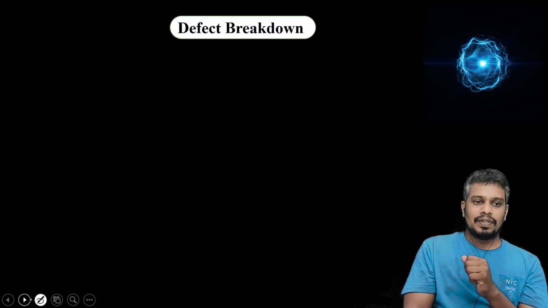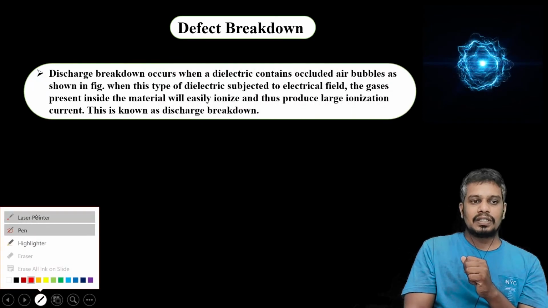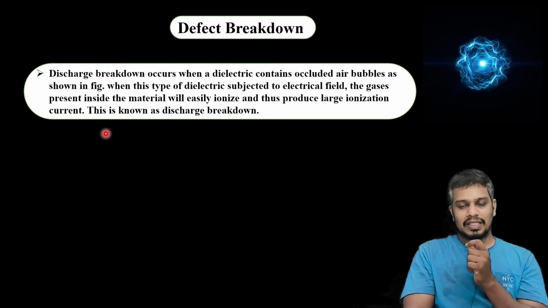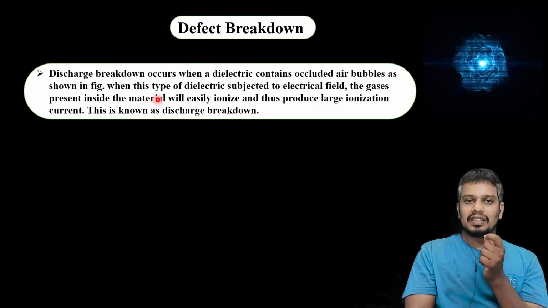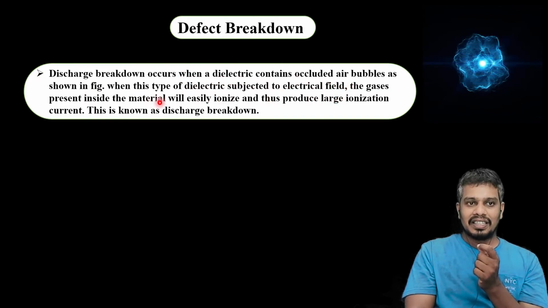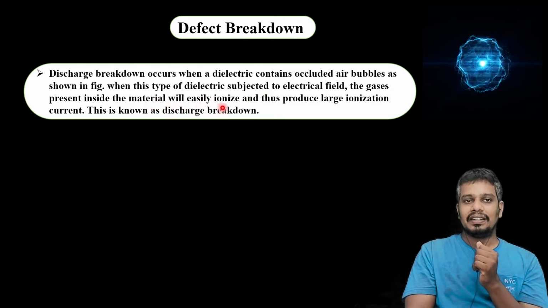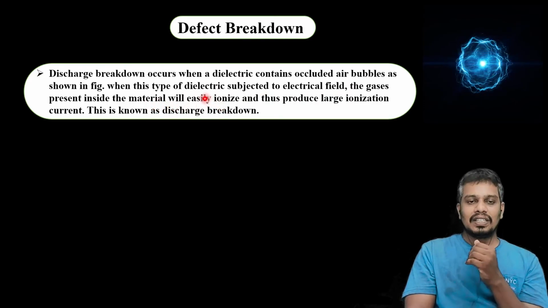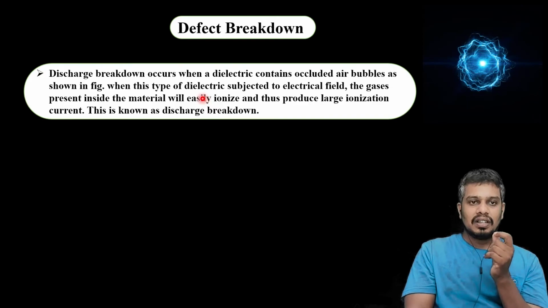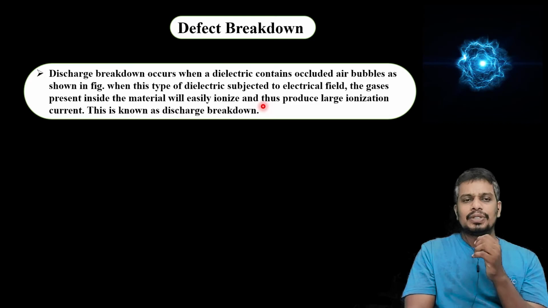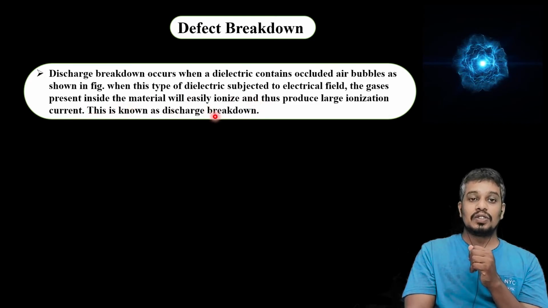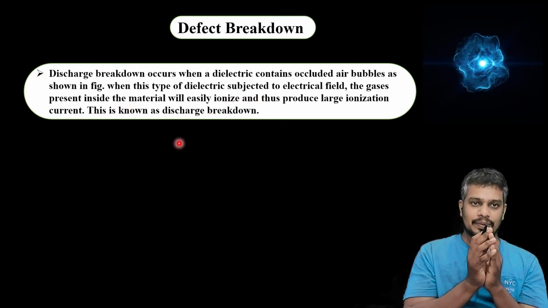So what do you mean by defect? When manufacturing the dielectric, there will be a defect like air bubbles or cracks, and then gases present inside the material. So when the electric field is applied to the dielectric, it will easily ionize and produce a large ionization current. This is known as the discharge breakdown.